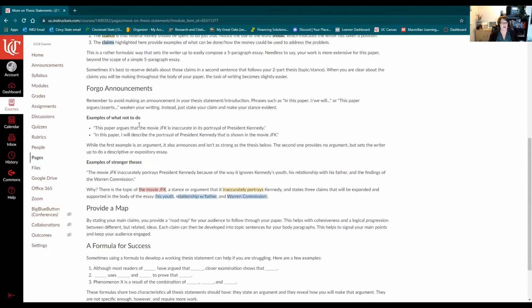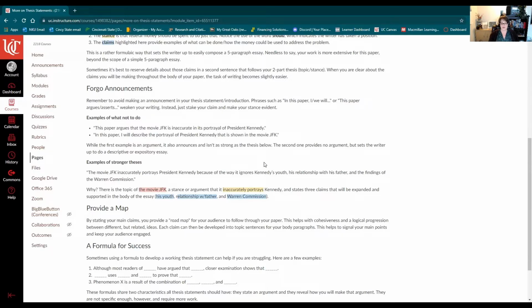So here there are a couple of examples of what not to do. This paper argues that the movie JFK is inaccurate in its portrayal of President Kennedy. In this paper, I will describe the portrayal of President Kennedy that is shown in the movie JFK.